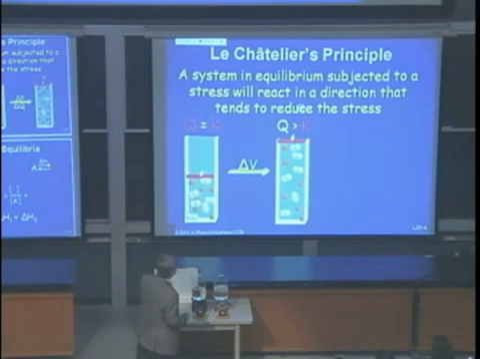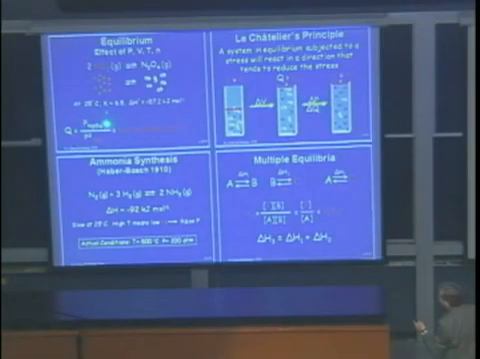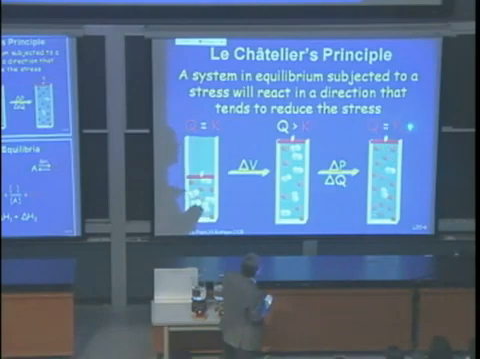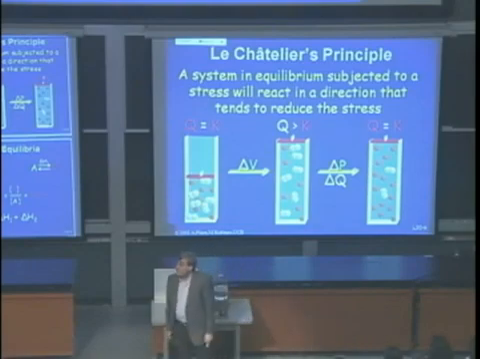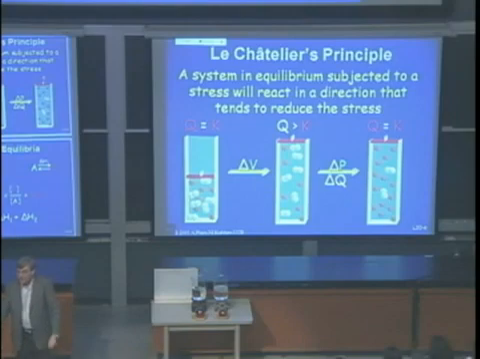Q is larger than K. That means the partial pressure of N2O4 is too large. So we're going to take some of the N2O4 and change the partial pressures, and change Q in order to get Q equals K again in that volume. We haven't changed the temperature, we just changed the volume, so K is 6.8 again. All right? Good.